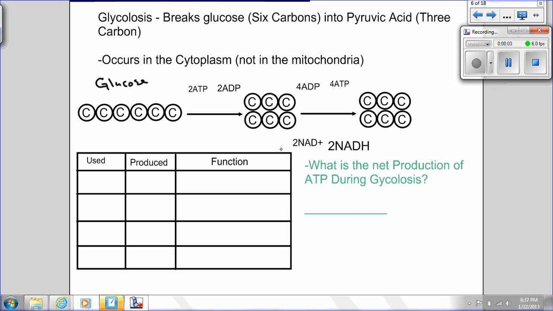Hey, welcome back, guys. If you remember from last lecture, we talked about glycolysis, which is the process that breaks glucose, which is a 6-carbon molecule. So here's glucose with its 6 carbons, into two 3-carbon pyruvic acid molecules. So here's one pyruvic acid, here's the second pyruvic acid. And each of those are 3 carbons.